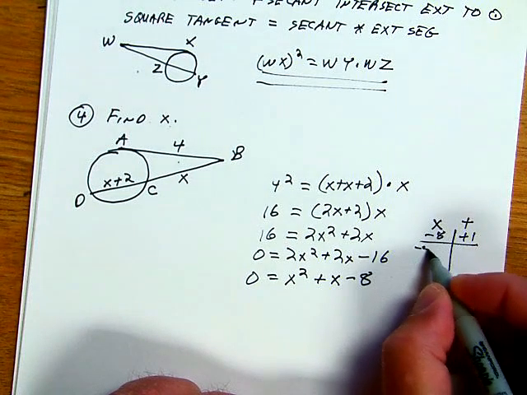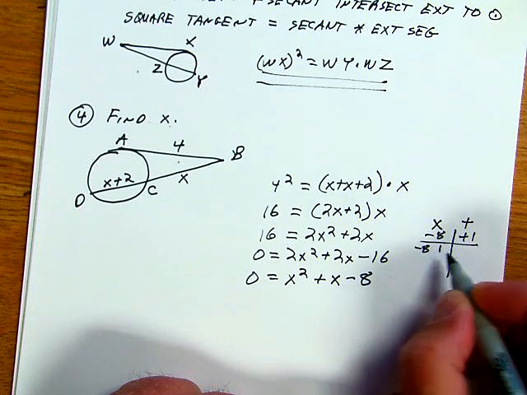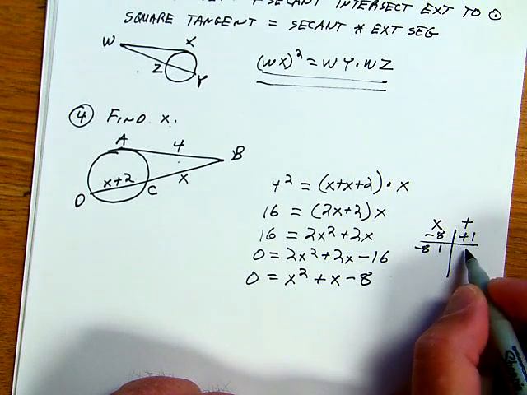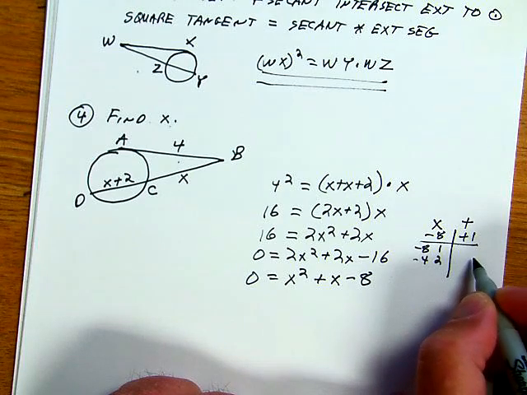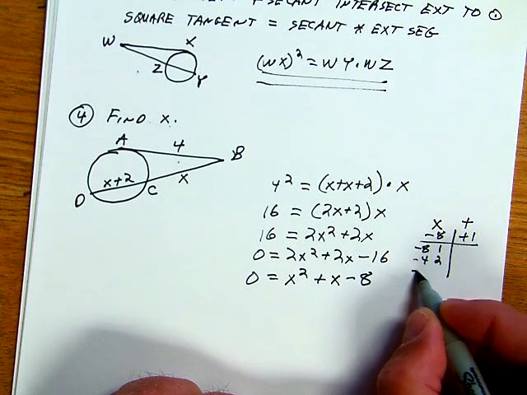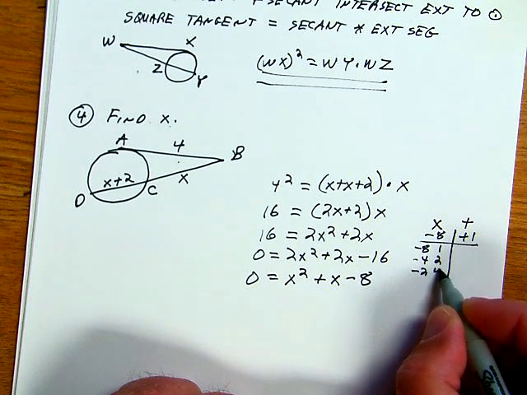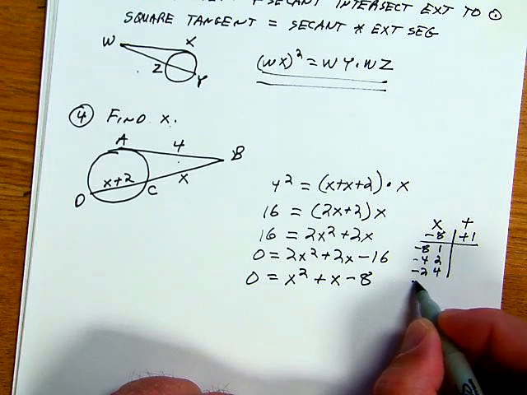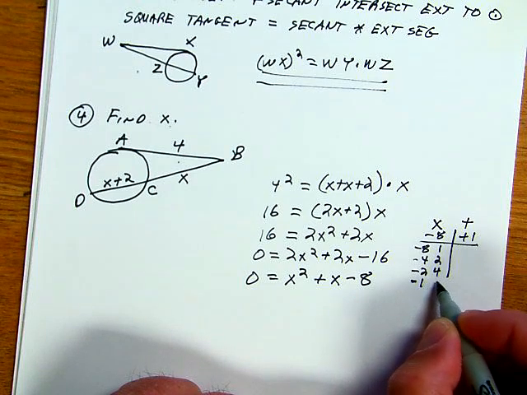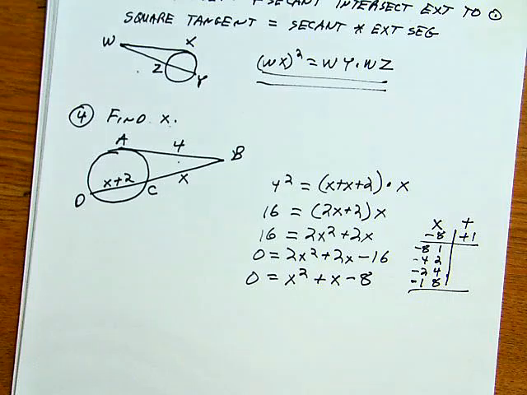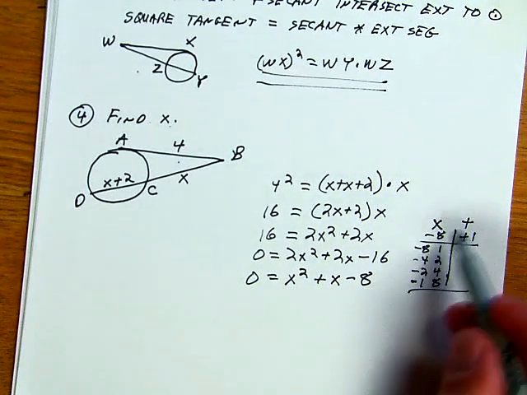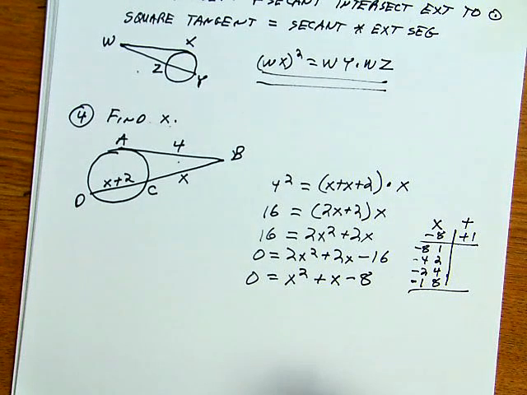Well, let's try it. Negative 8 and 1 multiplied together, does that give me positive 1? No. How about negative 4 and 2? No. Negative 2 and 4? No. Negative 1 and 8? No. None of them give me the right answer. So this is not factorable. So how else can I solve this? How about the quadratic equation?